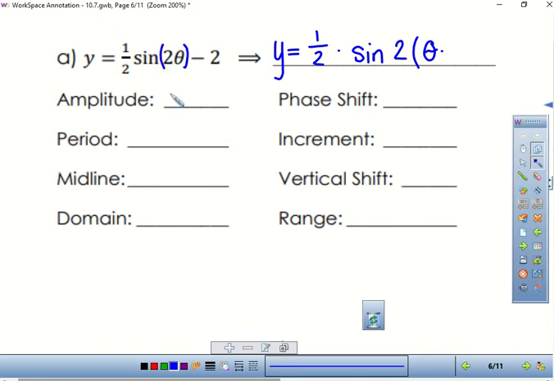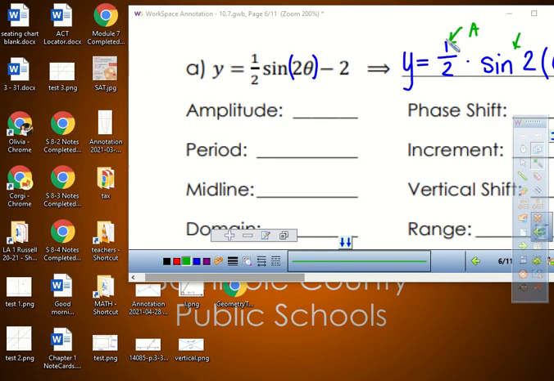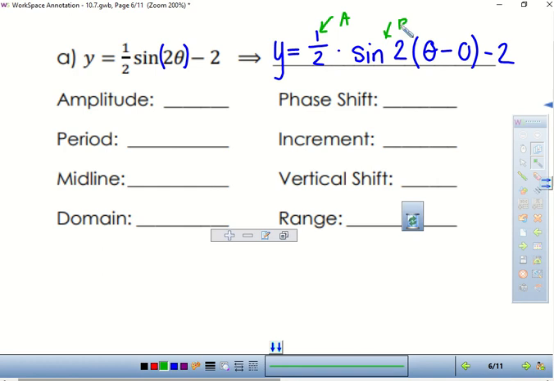Oh, is yours different than mine? Yeah, I'm sorry, I forgot for a second. See where the 2 came from now. We're factoring out the 2, but in this case we don't have an h, so the h is just what? 0, and then minus 2 is the k. So this is A, B, H, and K.